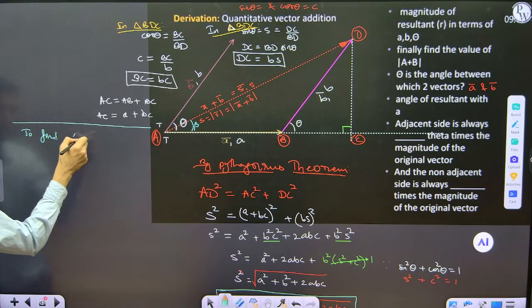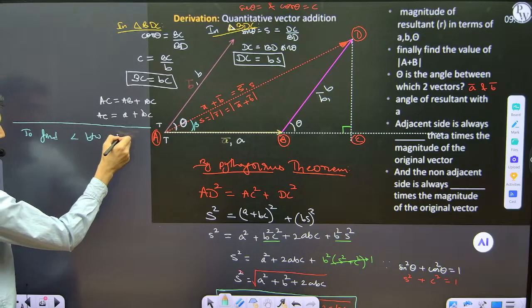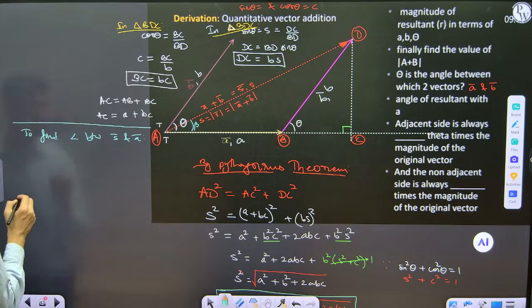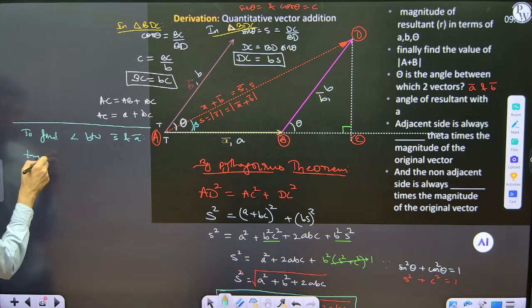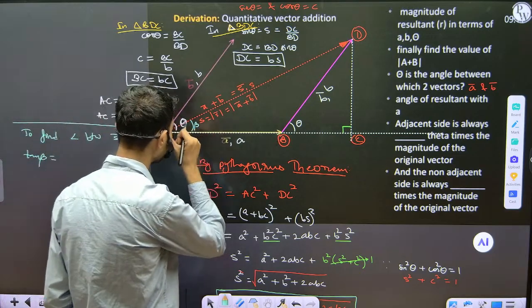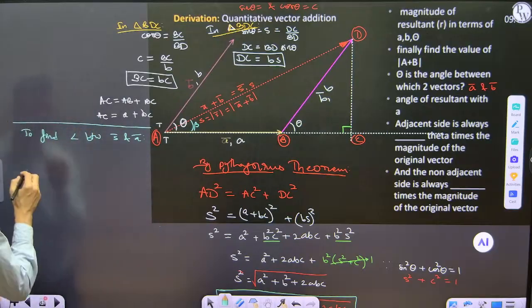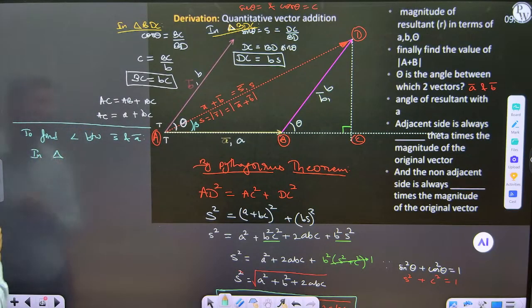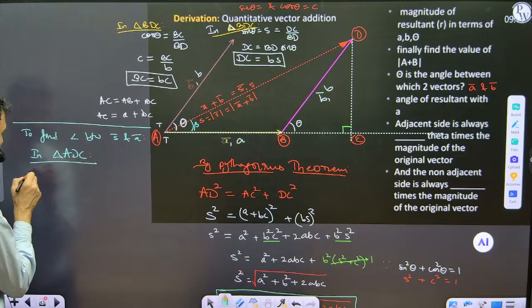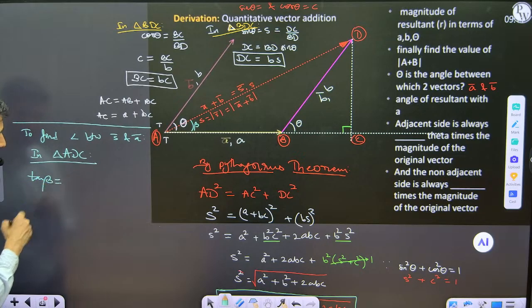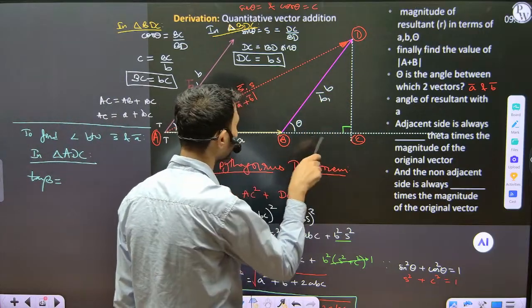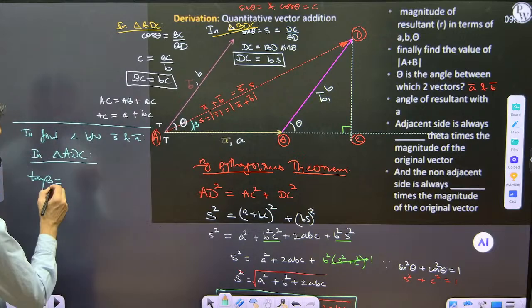To find the angle between the S vector and the A vector, we can write tan beta. From the right triangle you can see, in triangle ADC, what is tan beta equal to? Tan beta will be equal to perpendicular upon base. So it will be DC by AC.